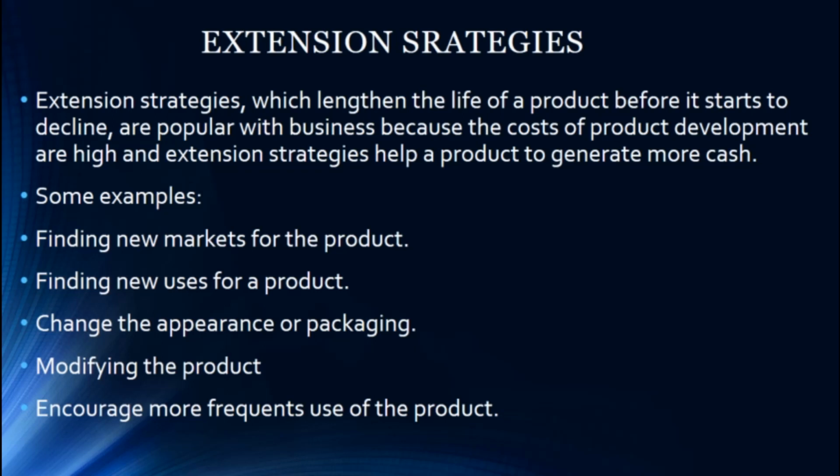Some examples of extension strategies are finding new markets for the product, finding new uses for a product, changing the appearance of packaging, modifying the product, and encouraging more frequent use of the product. So these are the small changes that are made on the product's looks and uses, and that can bring business more money and make the product live longer. So these are the small but effective changes.